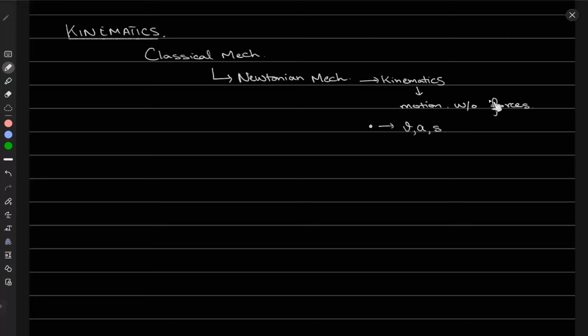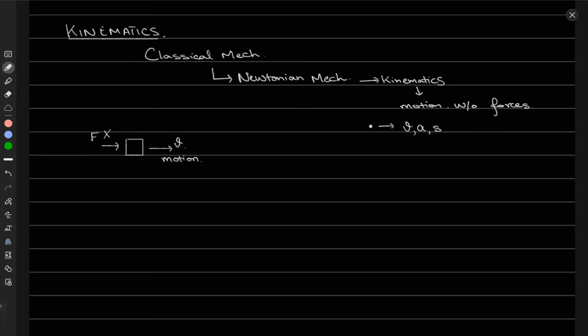So for example, I have a block and I push this block, then the block starts to move with some velocity, right? Now, we are not concerned with this force. We are not concerned with what caused the motion. We'll ignore that in kinematics and we'll only consider the motion. All right. So that's kinematics.